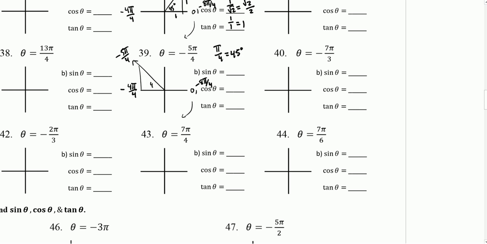So we have a 45-degree reference angle, make this -1, +1, and √2, because in quadrant 2, x is negative, y is positive. So the sine is going to be +1 over √2, multiply top and bottom by √2. Cosine will be -1 over √2, which simplifies to -√2 over 2. And tangent will be 1 over -1, which is -1.